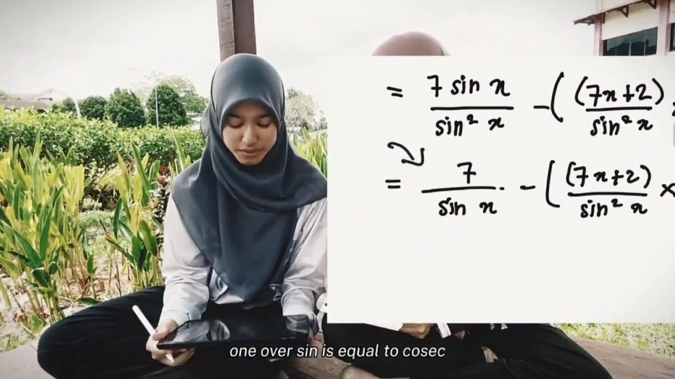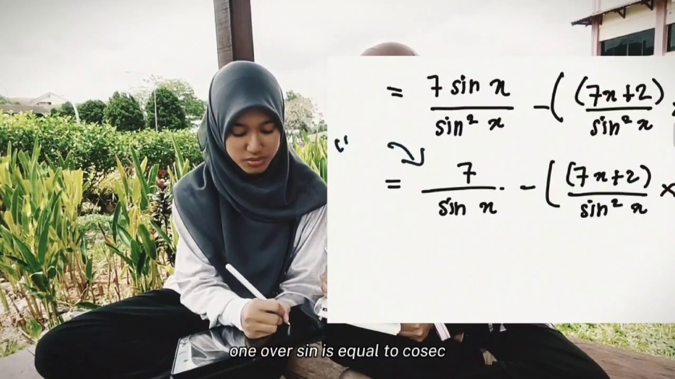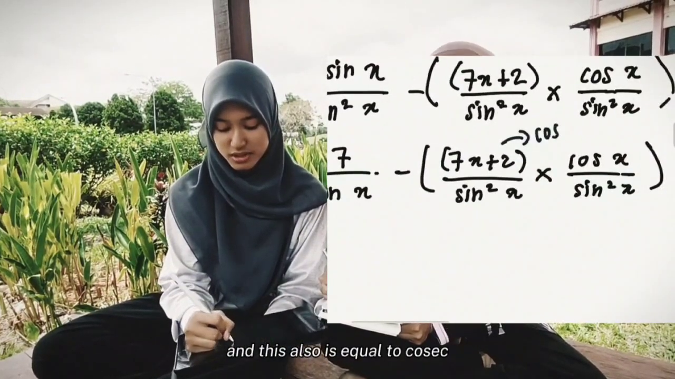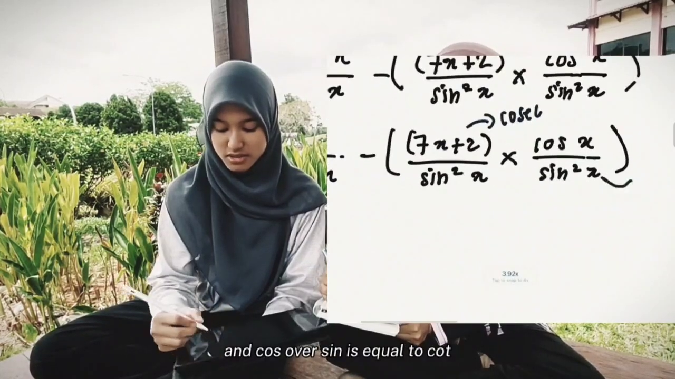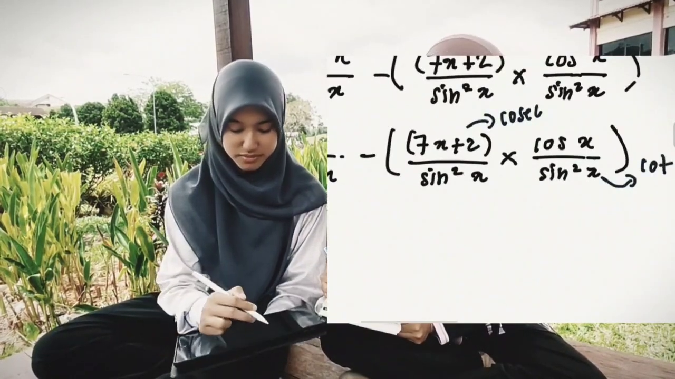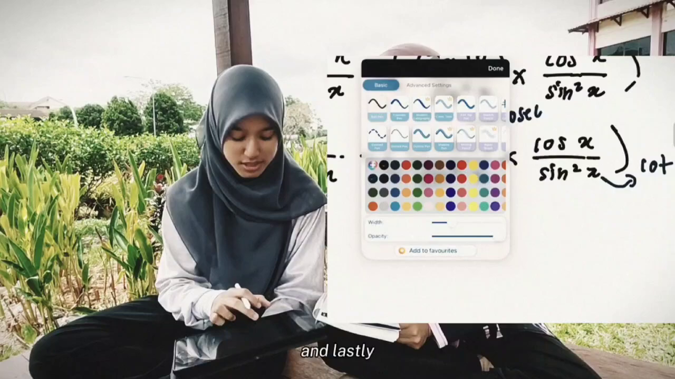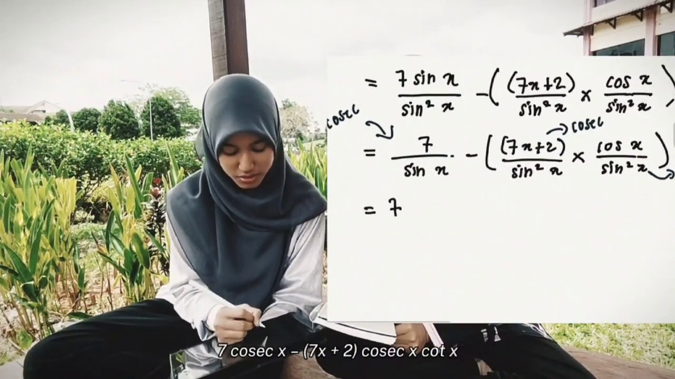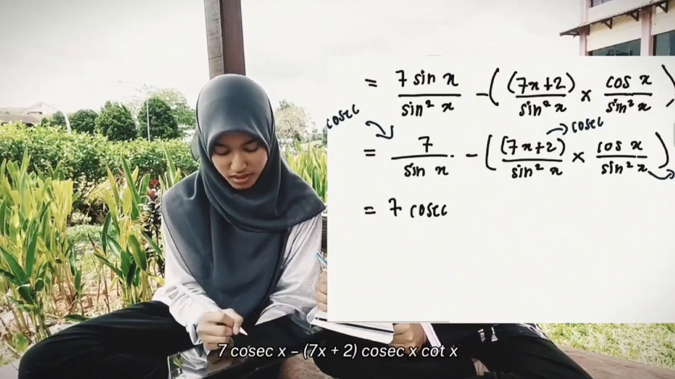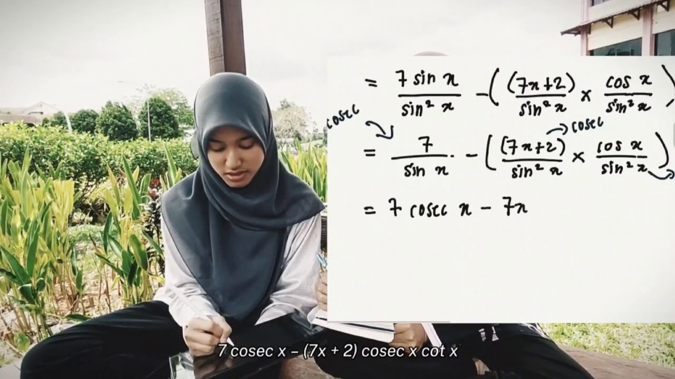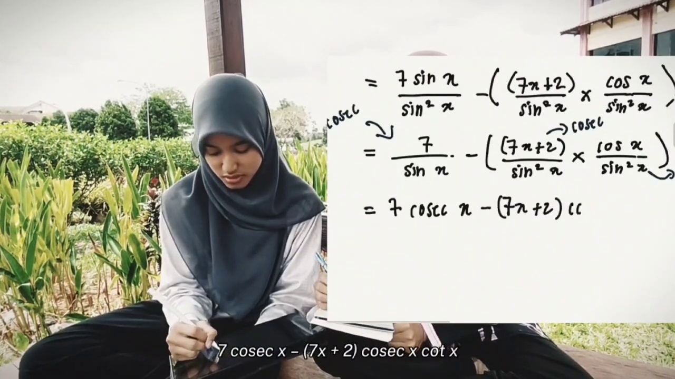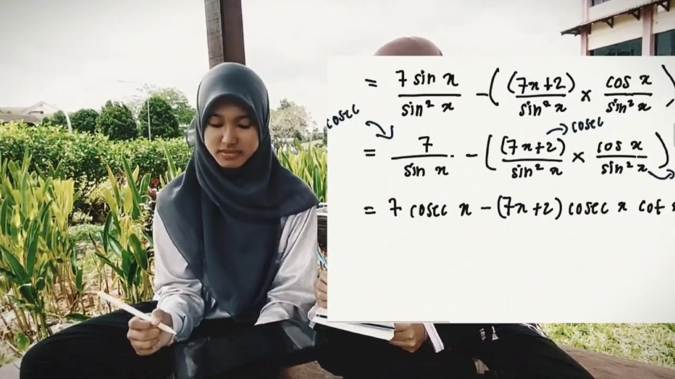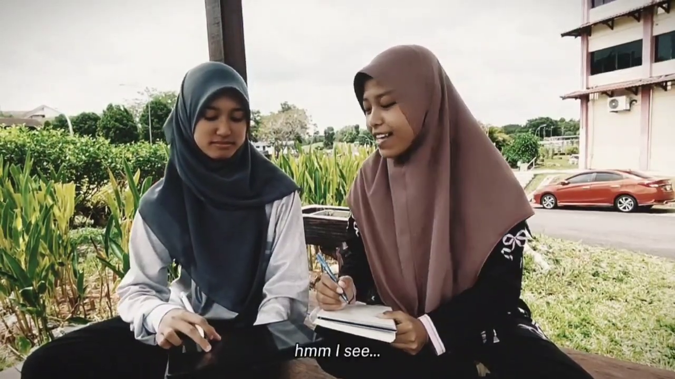Such as for this one, 1 over sine is equal to cosec. And this also is equal to cosec. And cos over sine is equal to cot. And lastly, we combine all this and the final answer is 7 cosec x minus 7x plus 2 cosec x cot x. That's all.